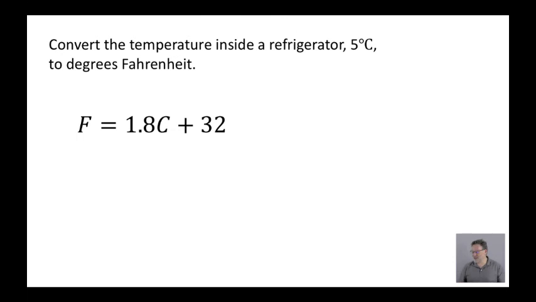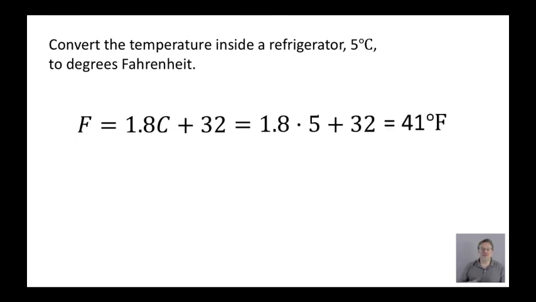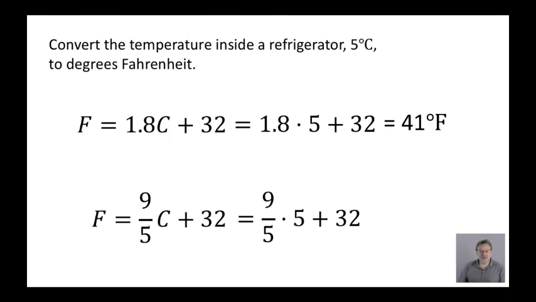Let's convert it to degrees Fahrenheit here by plugging in 5 into that equation. The result is 41 degrees Fahrenheit, well above freezing. We can also use the version of the equation that has a fraction in it. We'll get the same answer. Once again, we plug in 5 into that. Interesting. Those 5's will cancel, leaving behind a 9. 9 plus 32 is simply 41 degrees Fahrenheit.